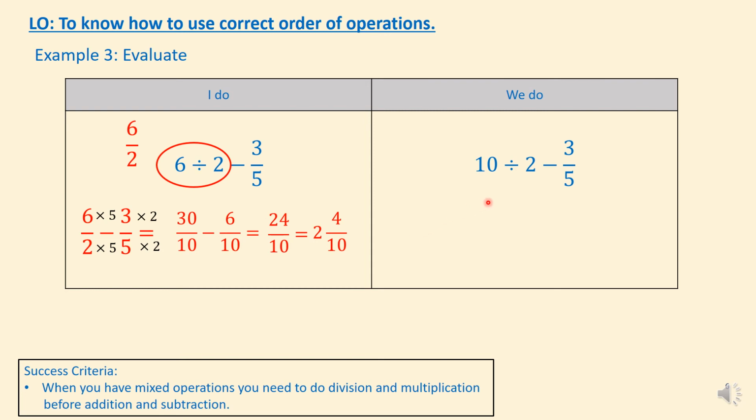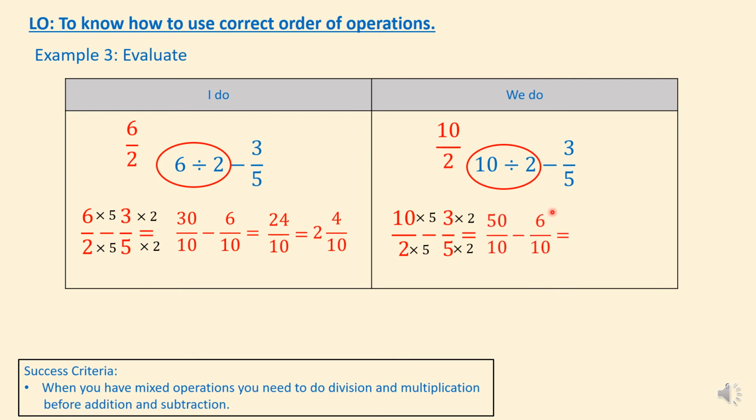Now again in here, with division and subtraction, you know that division comes before subtraction, so you need to start with this bit. And you're dealing with fractions, so write this one in the fraction format: 10 over 2 take away 3 over 5. Different denominators, so you need to make the denominators the same.